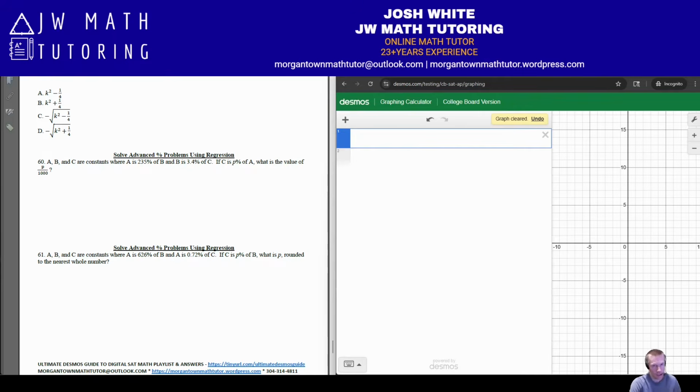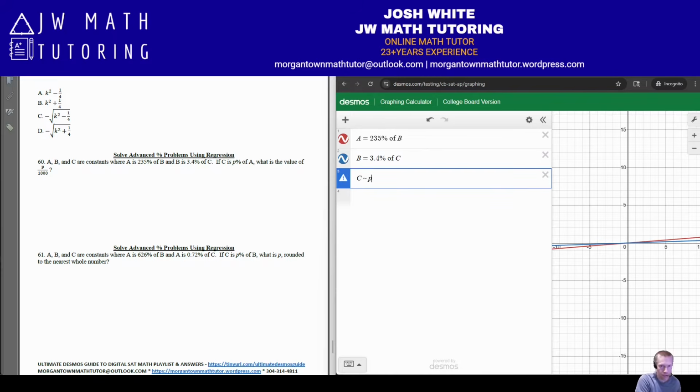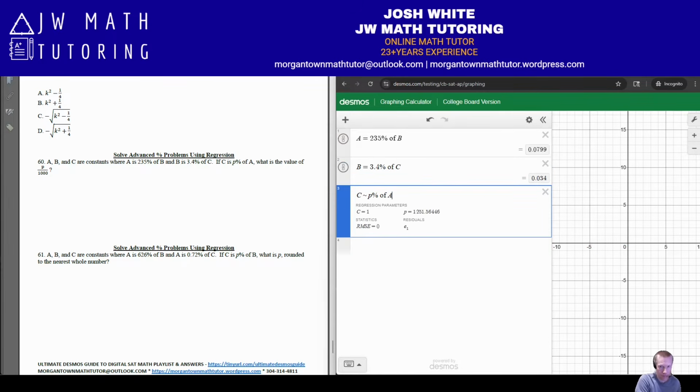So we have three constants, A, B, and C. A is 235% of B. B is 3.4% of C. C is P% of A. Notice I typed in the first thing as an equation, the second thing as an equation, then the third thing as a regression statement. It solves this for P, and because I typed P%, this is the actual number I want.